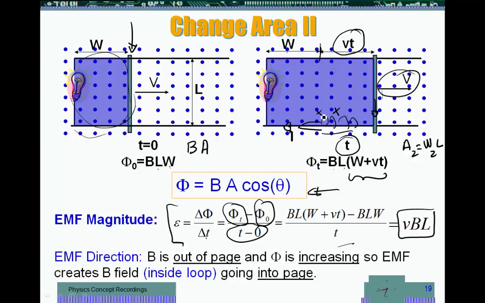Now, that's one interesting thing. That's going to give us another look at what's happening. We have a B out of the page, and due to the motion of the bar, we were having an increase in flux. And what you notice here, the EMF induced that we just calculated is creating a magnetic field inside the loop, of course, that's going into the page. That's going in the opposite direction than the direction of the magnetic field that we started with.